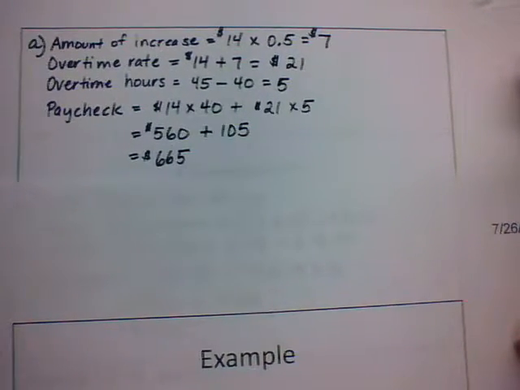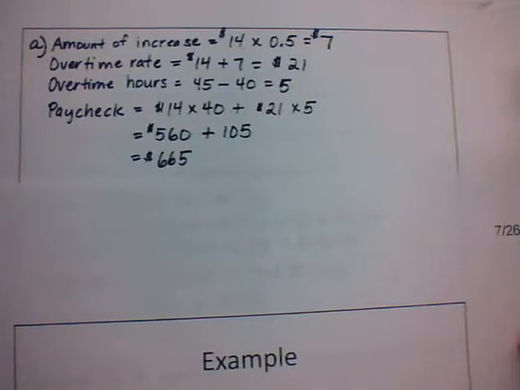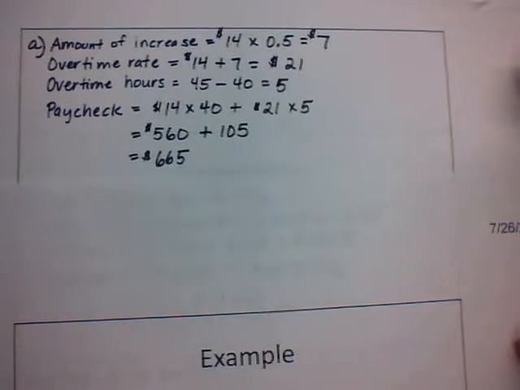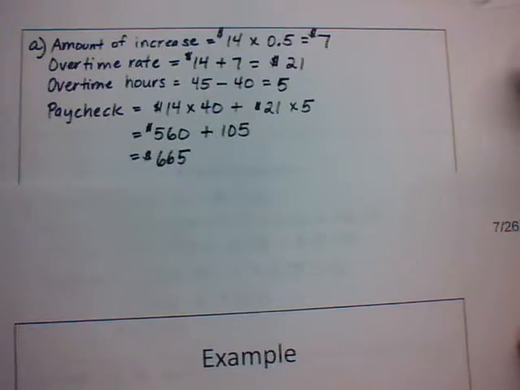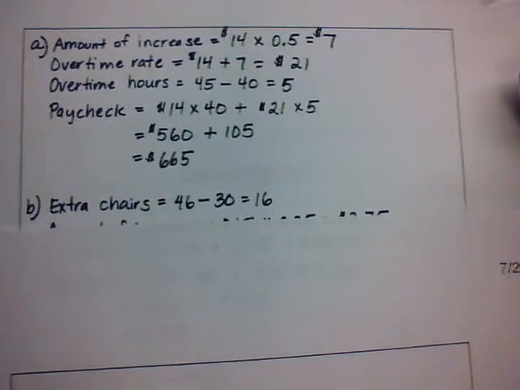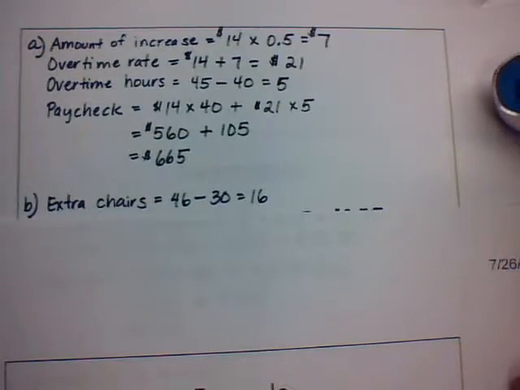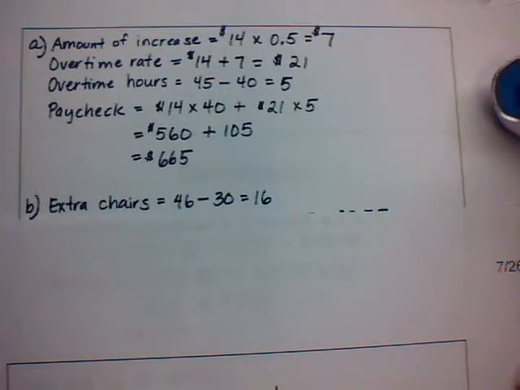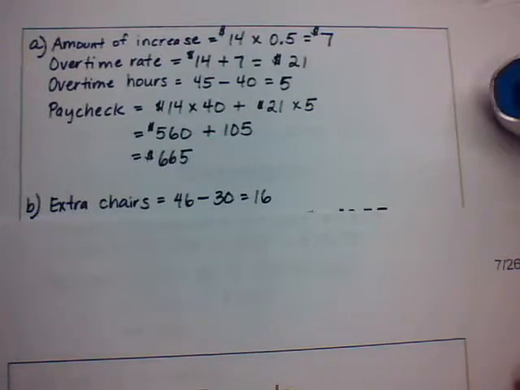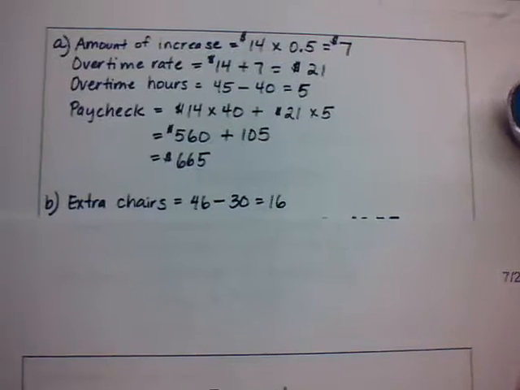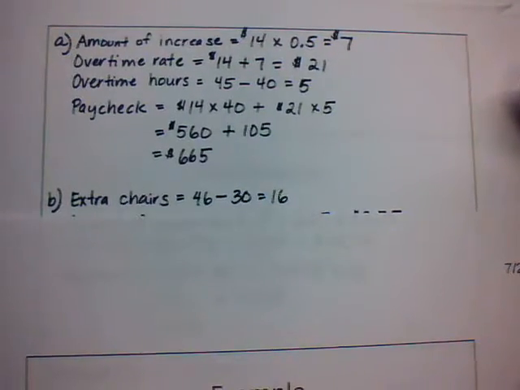Now, option B is the $15 per chair with a 25% increase beyond those 30 chairs per week. So let's look at how many extra chairs he made. He made 46 chairs, okay, and the limit is 30. So 30 from 46 is 16. So he made 16 extra chairs.